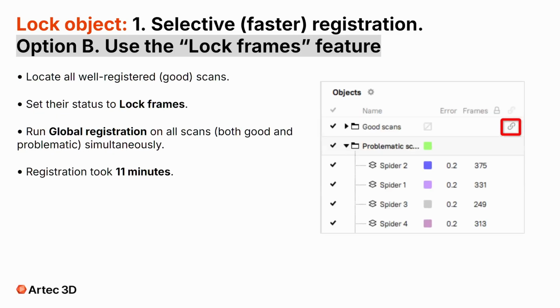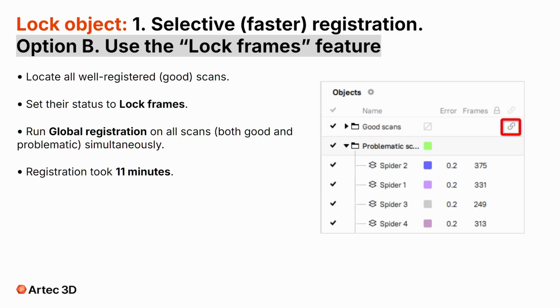Option B utilizes the lock frames tool to speed up the process. So first you locate all well-registered scans and set their status to lock frames. When you run global registration on the entire project simultaneously, the software treats those locked scans as fixed references. This targeted approach significantly improves efficiency, completing the task in just 11 minutes, nearly twice as fast as re-registering everything from scratch.